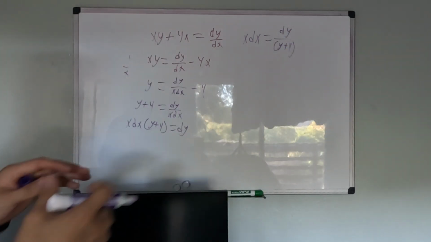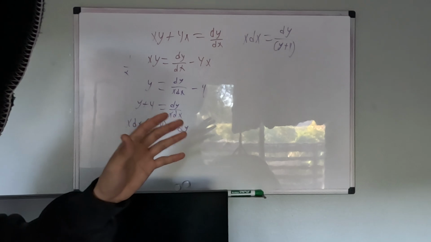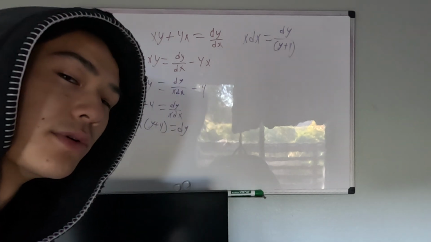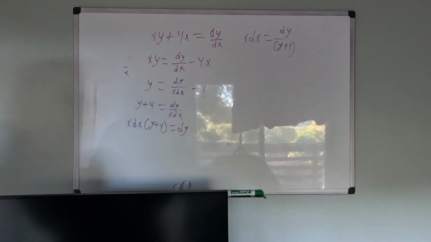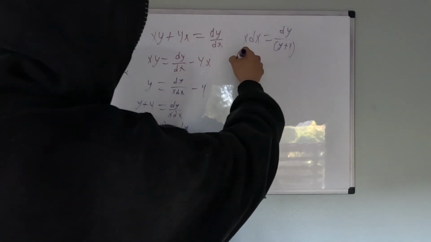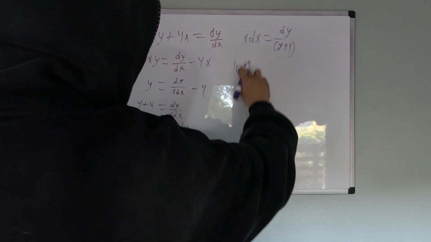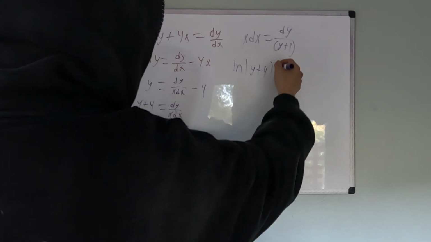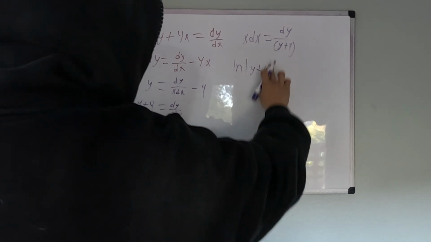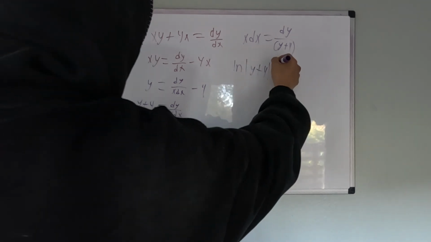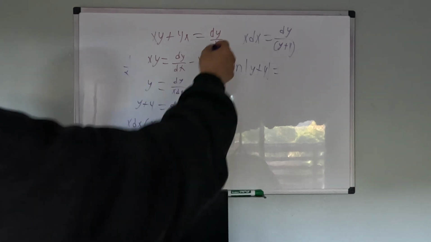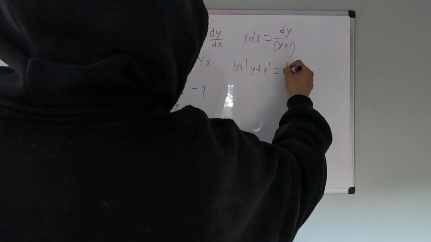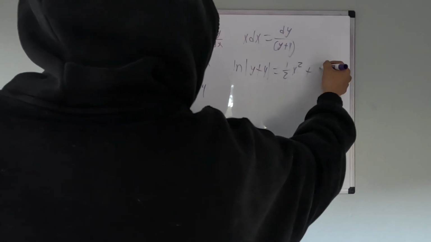Okay? Now you have successfully got all the y's on one side and all the x's on another and separated this separable differential equation. So let's actually solve it. So here we could see that this equals the natural log of the absolute value of y plus 4 equals, what's the integral of x right here? It's actually 1/2 x squared, and then we're going to have a plus c right here.